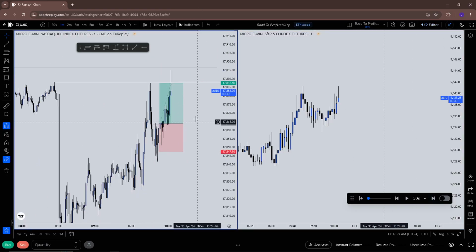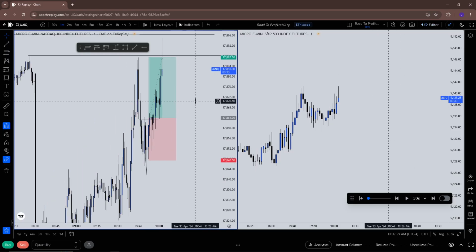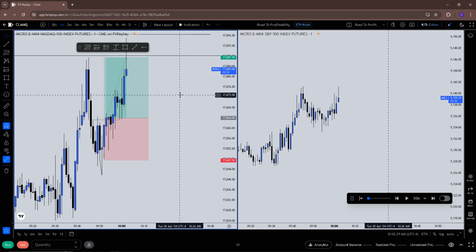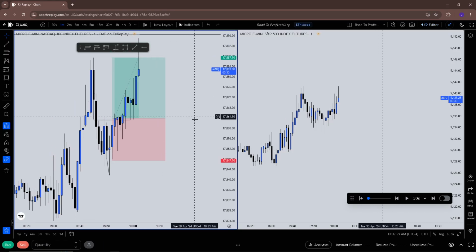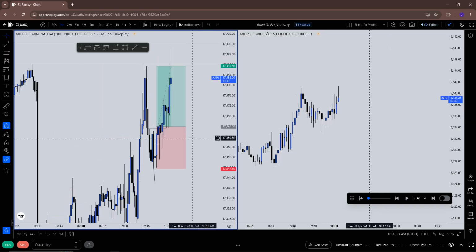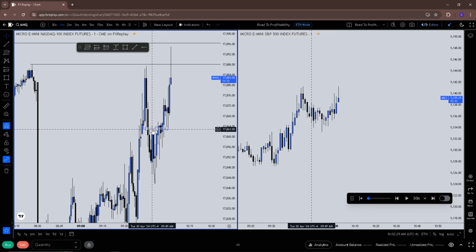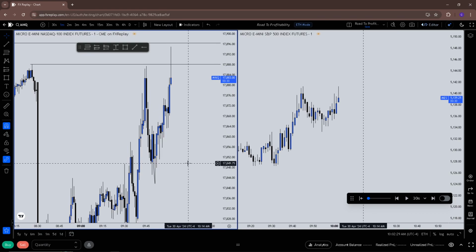Solid trade. Yeah, I mean, clear targets, internal SMC, retracement into a 4-minute, inverse of this 15-minute, 1-minute inversion. Solid. Very, very solid.